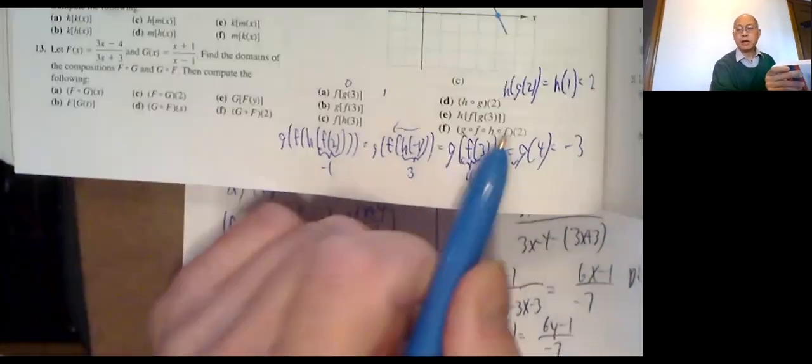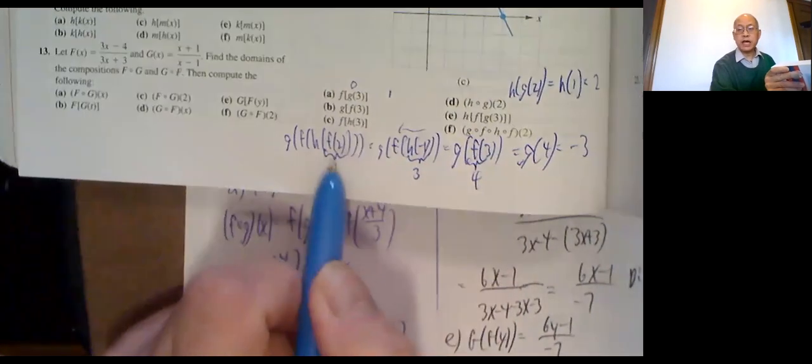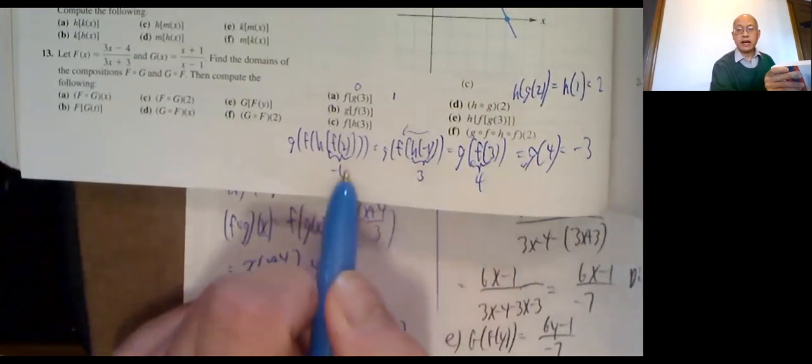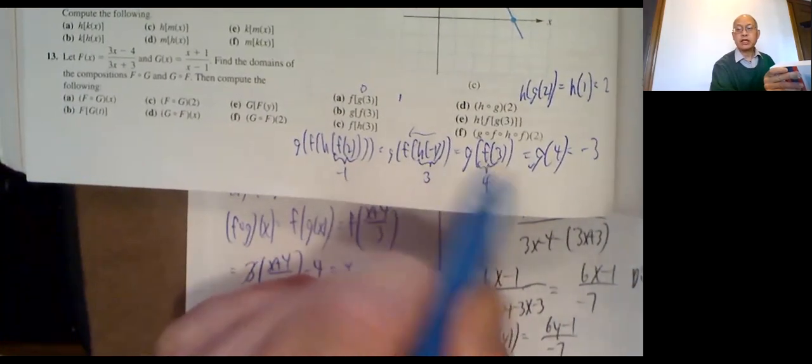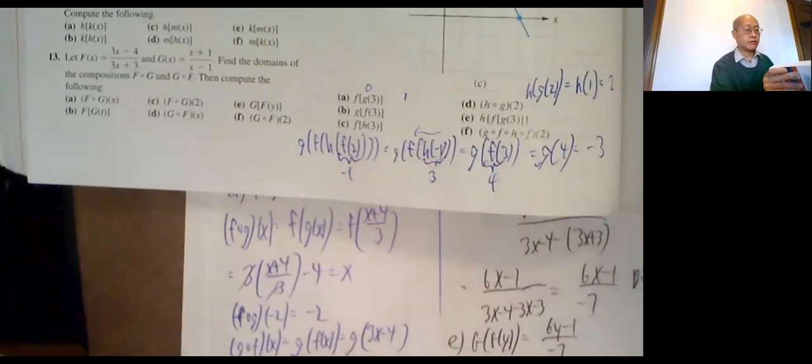We just do one at a time. Do the innermost. I did f of 2. That came out to be negative 1. Then I do h of negative 1. That was 3. Then I do f of 3. That was 4. And then g of 4 finally is negative 3. And there we go. And that's about it.